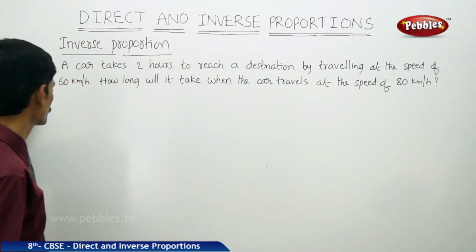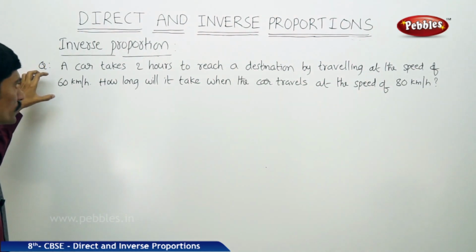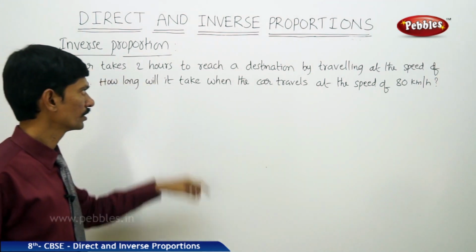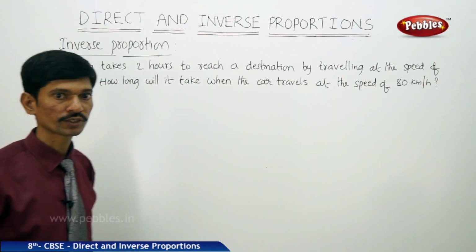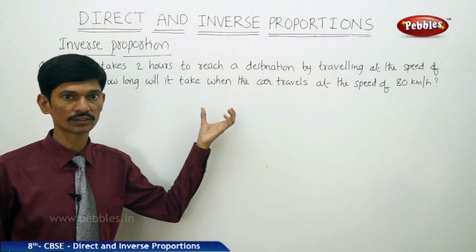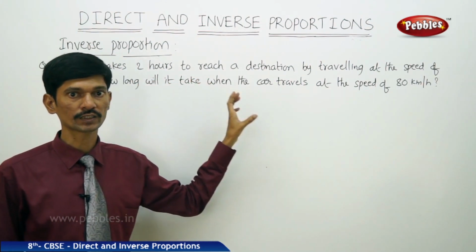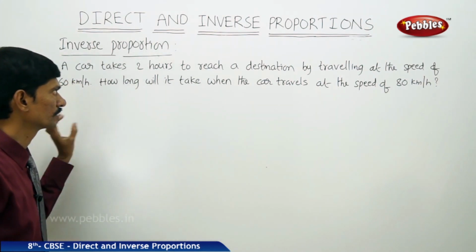Now let us see the next question. A car takes 2 hours to reach a destination by traveling at the speed of 60 km per hour. How long will it take when the car travels at the speed of 80 km per hour? So here also two quantities are given: the first quantity is the speed of the car and the second quantity is time taken to travel the destination.